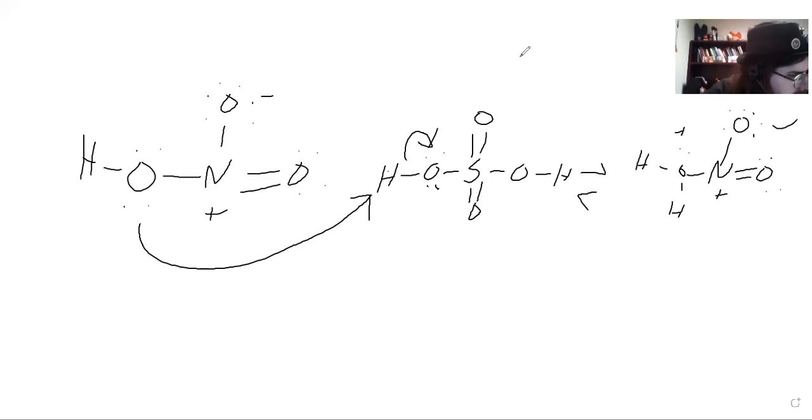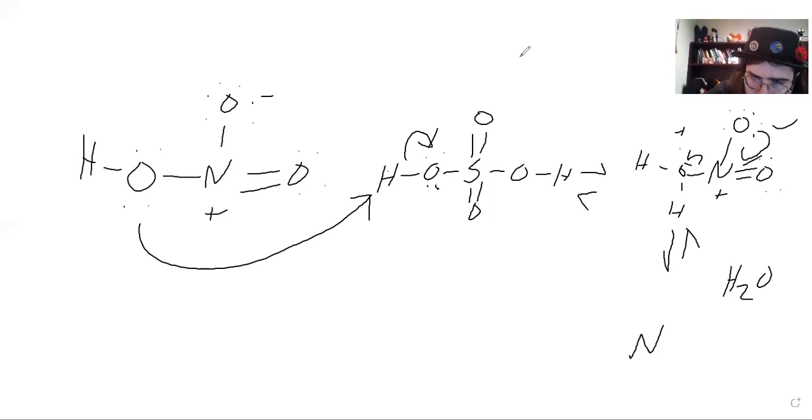And HSO4. So a lone pair can swing down, make the double bond, kick that off. So we form water, H2O, and our NO2, which is still a plus charge. And there's our nitronium.